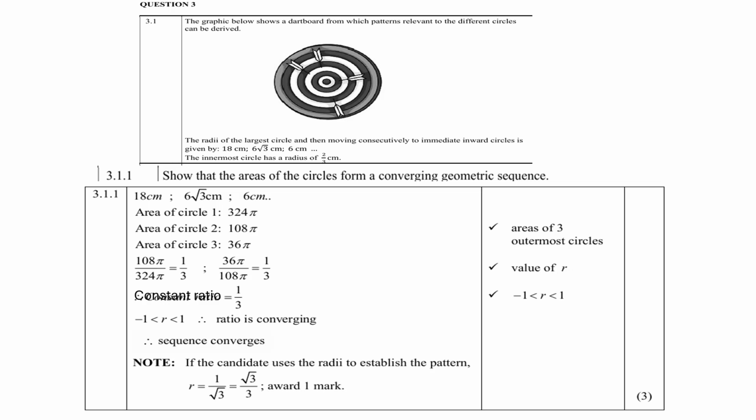Then, if we test now, term 2 divided by term 1, you get a third, and the same with term 3 divided by term 2, you also get a third. So there you are. That means that there is a common ratio of 1/3. And if a common ratio lies between -1 and +1, we know that it is converging.